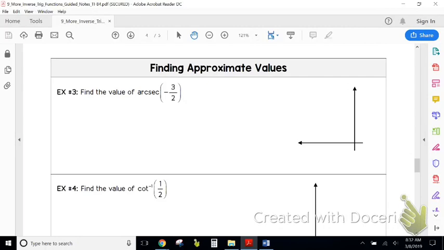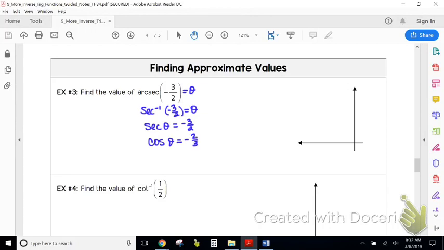So let's talk about how we would put this in our calculator. Well, let's start out like what we did in the other ones where we're doing it by hand. So we said that arcsecant, remember, it's the same as the inverse secant, right? And so if I take the inverse, I would have secant of theta equals negative 3/2. And then I can do the reciprocal. So cosine of theta equals negative 2/3.